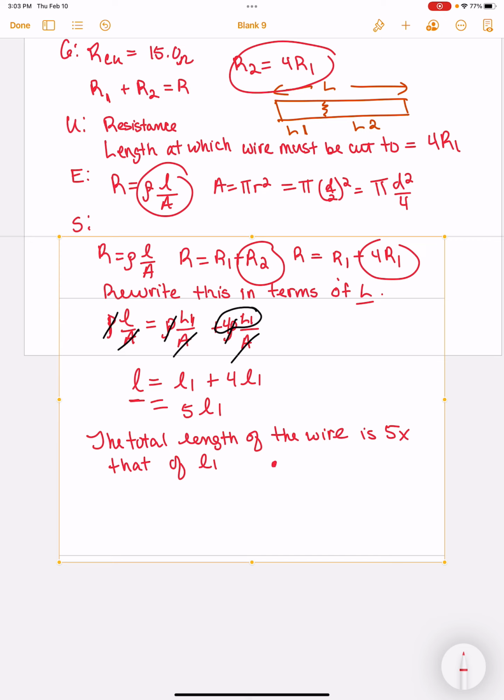Equals 5L1. So what this means is that the total length, the total L of the wire is 5 times that of L1. Because remember, when you have multiplication, another thing you can say is of, right? 5 of L, like of. So that's another way of talking about multiplication. So the total length of the wire is 5 times that of L1.